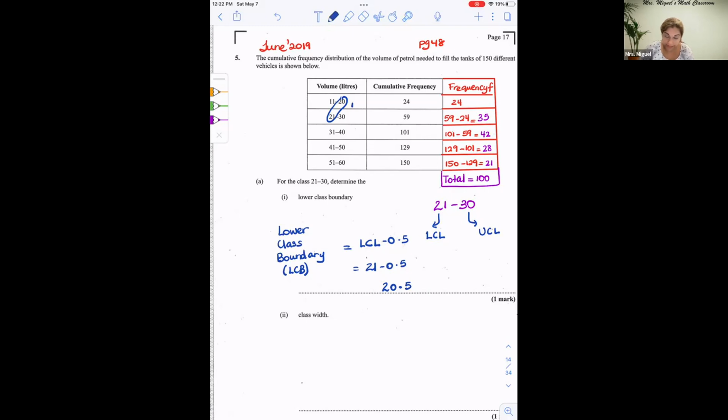All right, for the class width, I want you to find the upper class boundary, which is the upper class limit plus 0.5. And the formula for the class width is the upper class boundary minus the lower class boundary. Work it out.